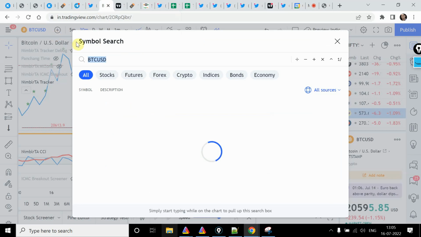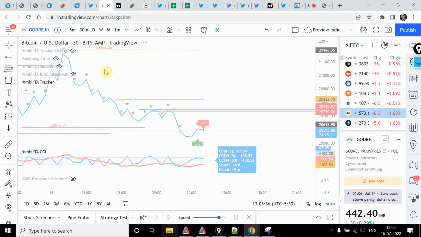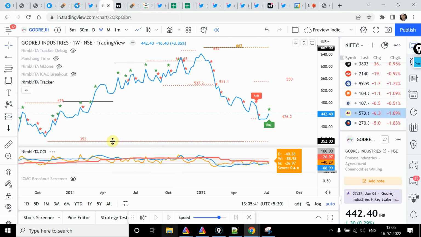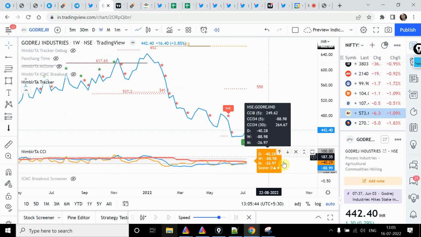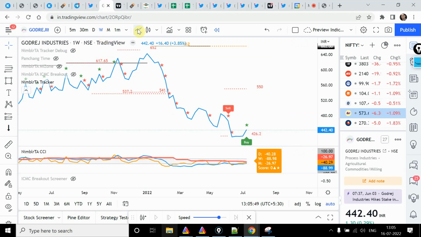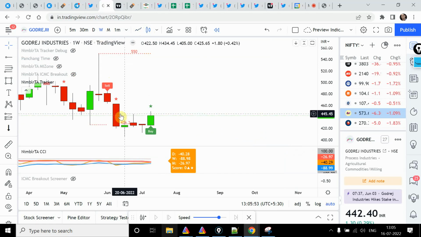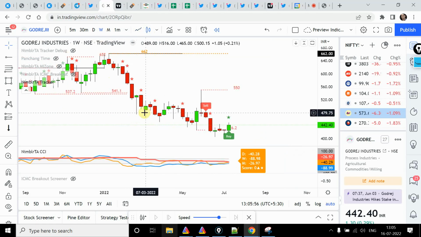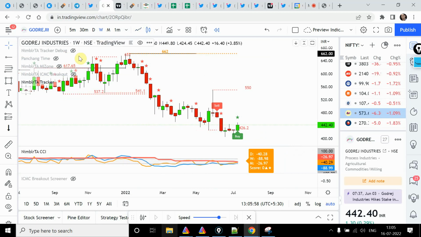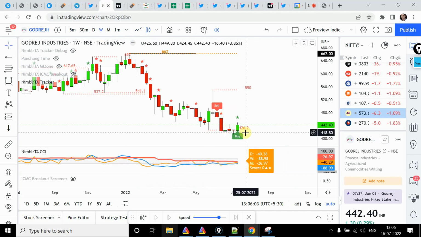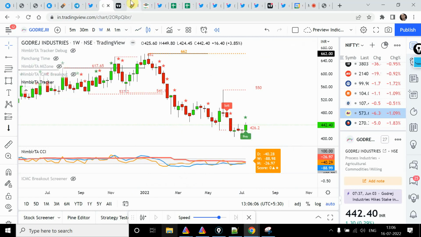So if I had a position on Godrej Industries and I was on a weekly chart, I would see that it has given me an exit at that very moment over here because the momentum has been lacking. This has given me a buy because it is an ICMC breakout and there is a shunted further. But then on a weekly basis, which is a true basis, I would like to exit this stock. I will not like to enter this stock at this moment. Same thing.